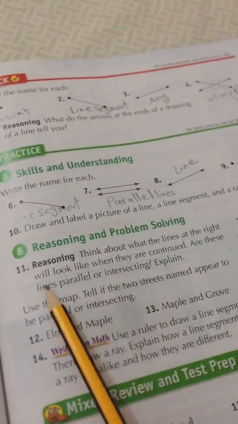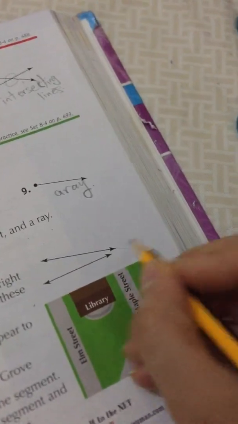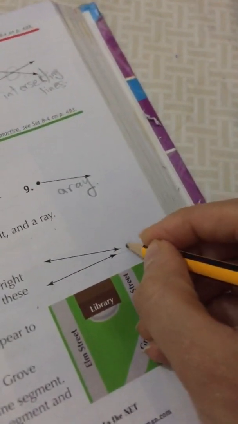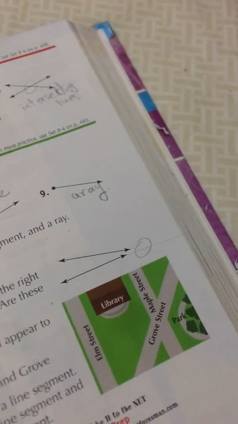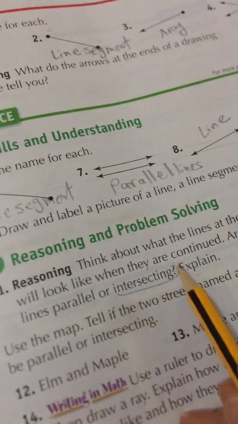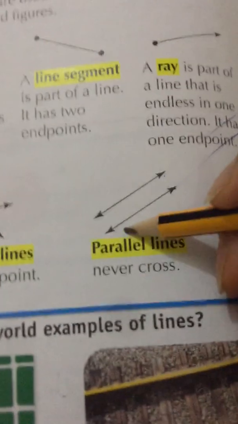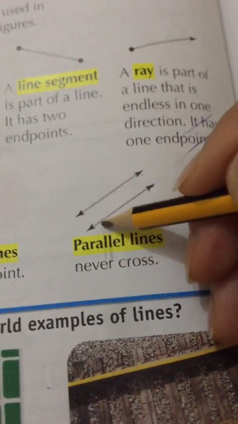Now, think about what the lines at the right, these two lines, will look like when they are continued. Are the lines parallel or intersecting? We need to continue them straight like this. They cross at one point. Does that mean parallel or intersecting? Intersecting, because parallel lines never cross, like this two L. Remember, parallel has two L, never cross.